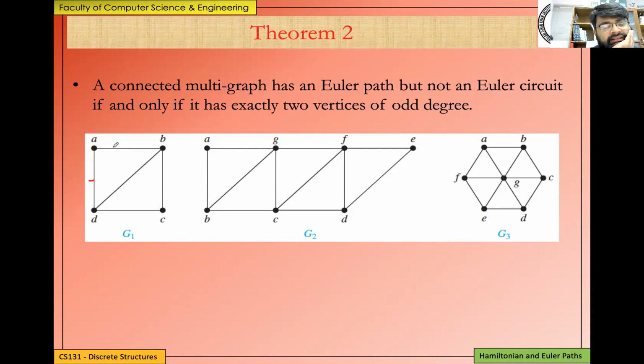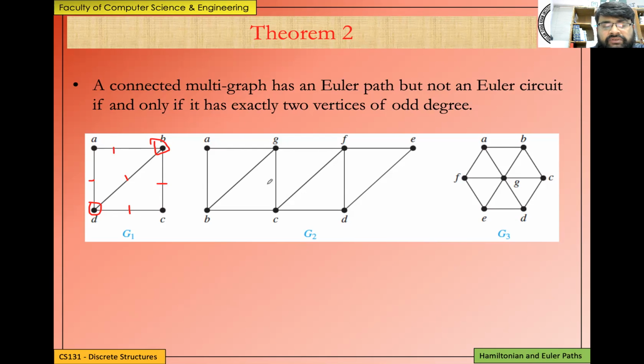DA, AB, BD, DC, and CB. So this will contain, or we've used all the edges, and you will note that after we've used all the edges, this one is odd, this one is odd. So we have come up with an Euler path because we started at D and ended at B. But in this case, it will not contain an Euler circuit because the start and end points are always different.